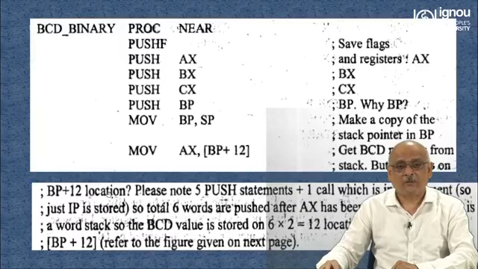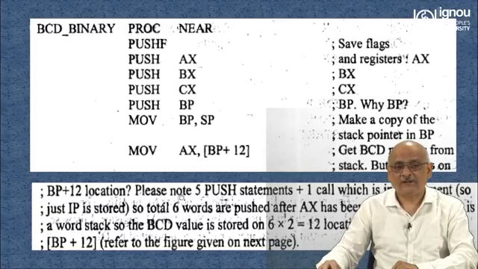So now what is this particular statement? What we are saying is, move AX, BP plus 12. First we moved the stack pointer register into BP and then added 12 to BP, and then we have moved it into the AX register. Why did we do that? Okay, so the explanation is there.